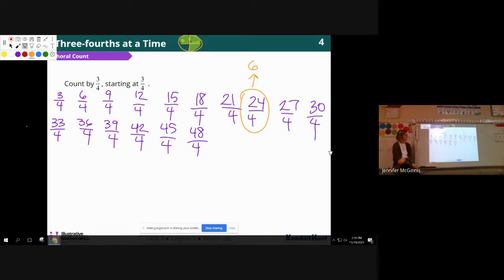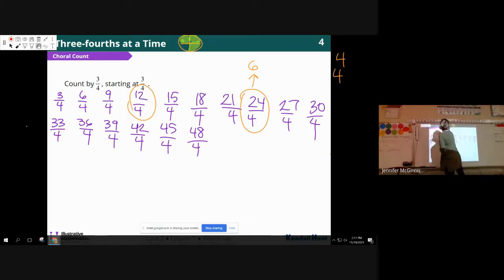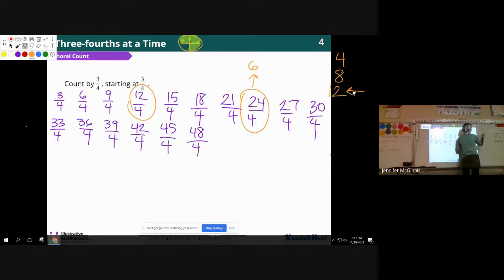Chloe? The 12 fourths, she says. Why, Chloe? Because 4 plus 4 is 8, and 8 plus 4 equals 12. Okay. 12. Interesting. You are right, Chloe. Give Chloe 3 big claps. Good job. What else?